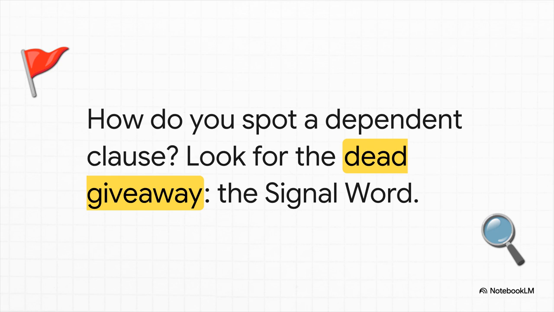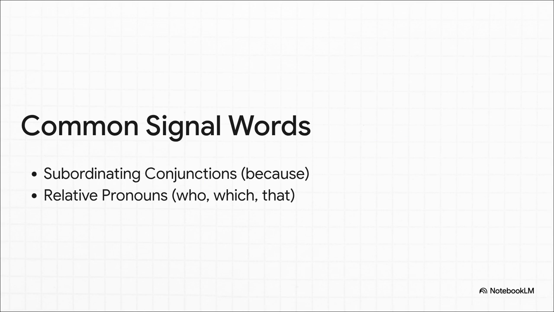So, how do you spot a dependent clause out in the wild? Well, there's one dead giveaway. It's like a little flag it waves to let you know it needs help. And we call this the signal word. Yeah, these little words are the entire reason a dependent clause feels so incomplete. I mean, think about it. If I start a sentence with because, or when, or since, or if, you're instantly waiting for the rest of the story, right? It's the same with words like who, which, or that. They're all signals that this clause is just an introduction, or maybe an add-on to the main idea.